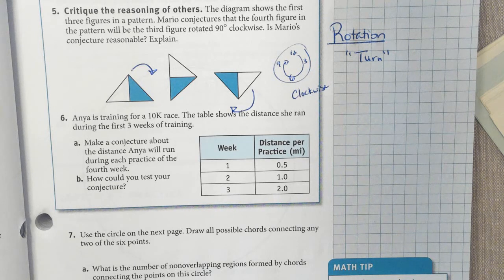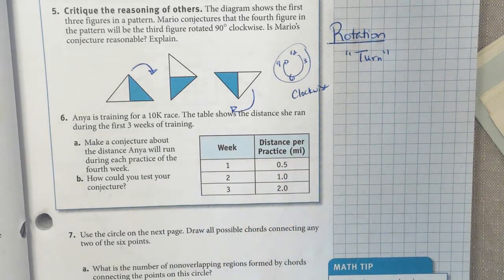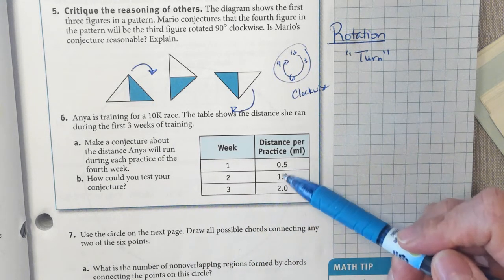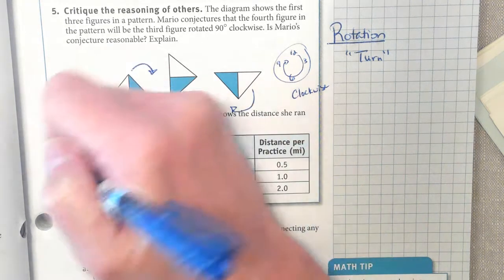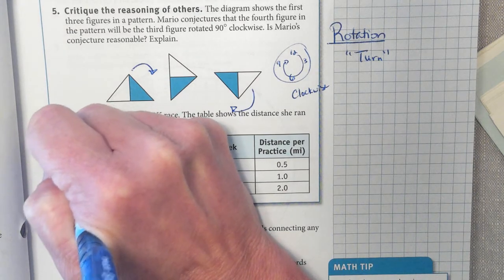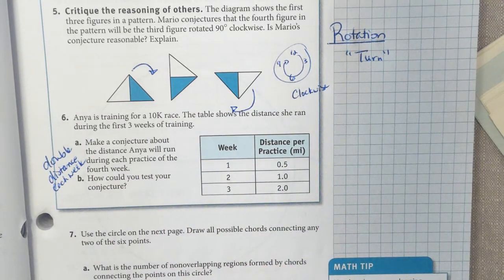So make a conjecture about the distance Anya will run during each practice of the 4th week. Well, in week 1, she did half a mile, even though it's a 10K race, but okay. Week 2, 1 mile. Week 3, 2 miles. Can you guys see a pattern? She's not increasing by half a mile, because then week 3 would be 1.5. Can we agree she's doubling it? So I think she's going to double her distance each week. How would you test your conjecture?